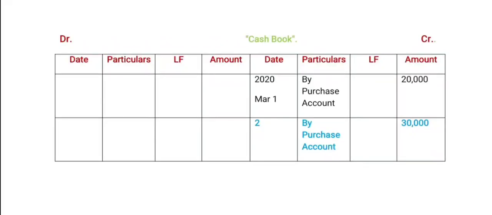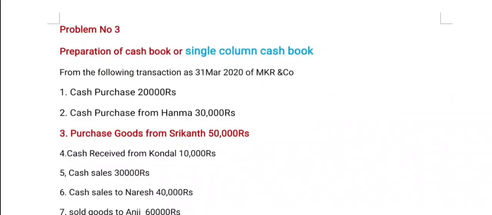Now we are going to another transaction. The third transaction, that is purchase goods from Srikanth 50,000 rupees. Here it is a credit transaction, that's the reason we don't need to post to the cash account. Now we are going to another transaction.